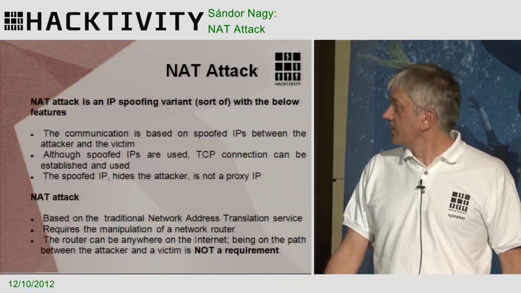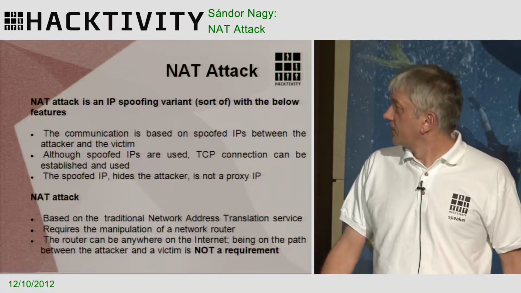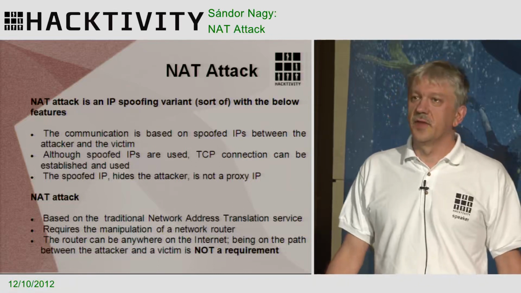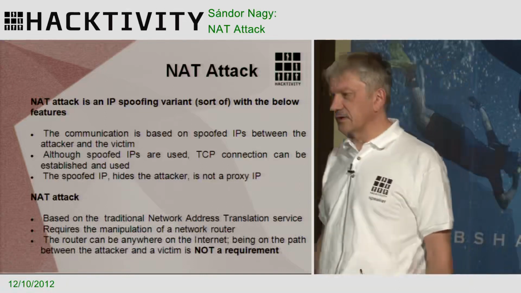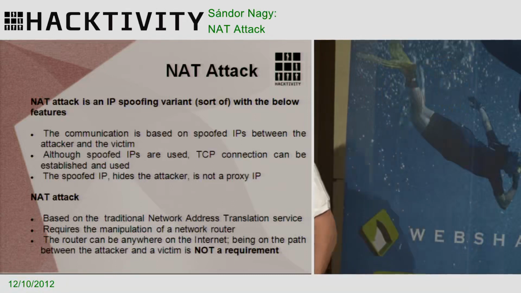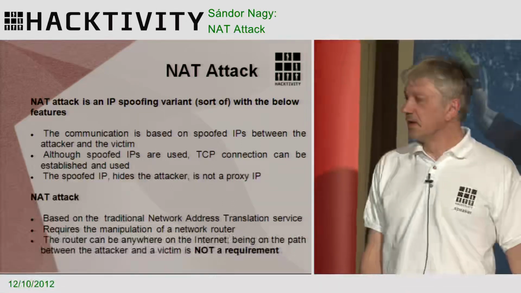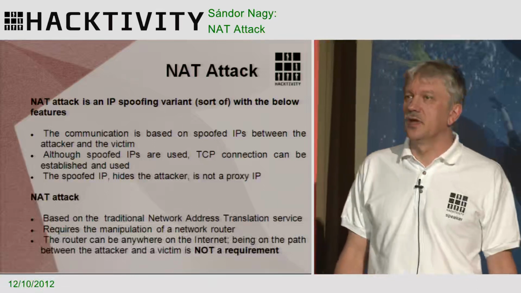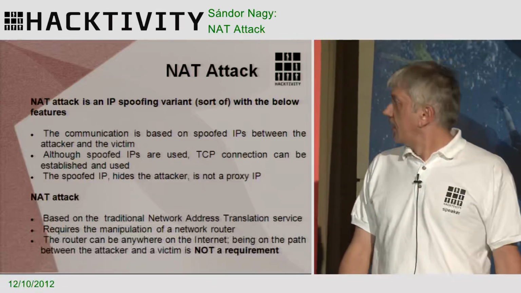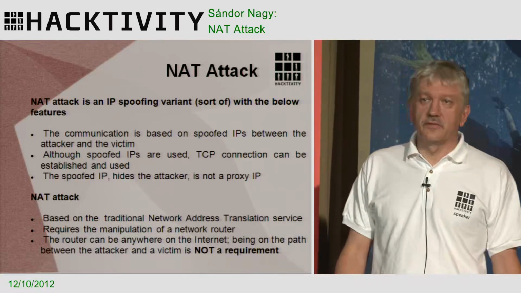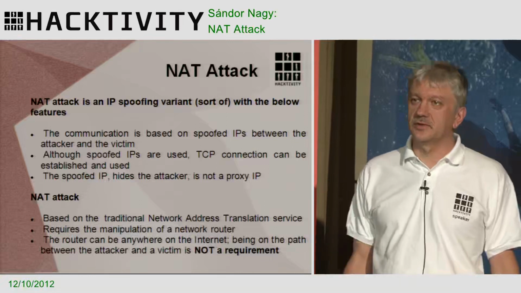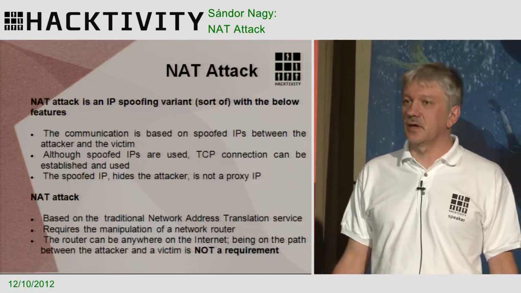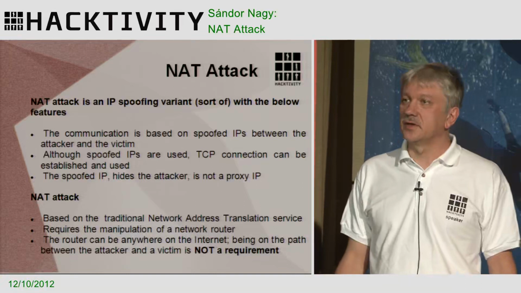So how does the NAT attack work? The first thing that should be highlighted is that in the case of the NAT attack, the traditional network address translation technique can be or should be used. And of course, it requires the manipulation of a network router. But this router can be anywhere on the internet. It is not a requirement that it should be on the path between the attacker and the target, the victim. It can be anywhere on the internet.